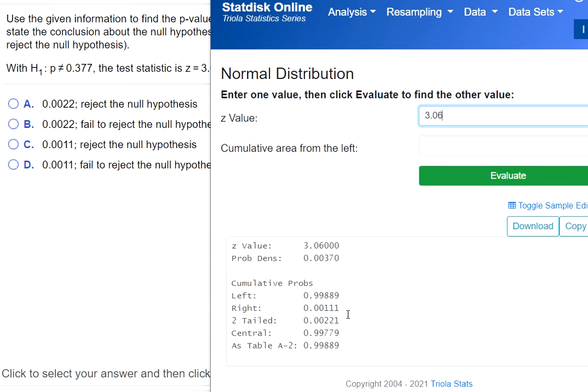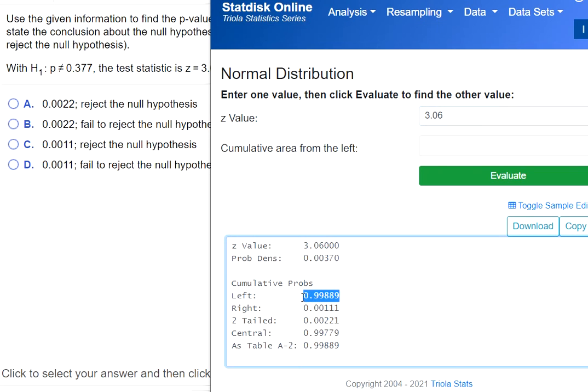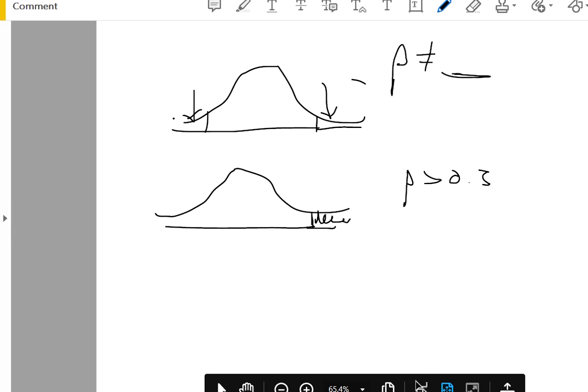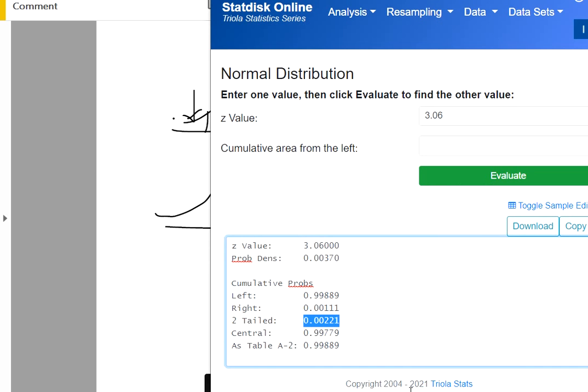So it tells you the left probability of being less than this, whatever the z-score was. This is the probability of being to the right. And like we said, we have a two-tailed test. So the p-value for this test is low, the probability of getting these numbers, assuming that there's no effect happening. It's 0.0022. The area of these tails is 0.0022.